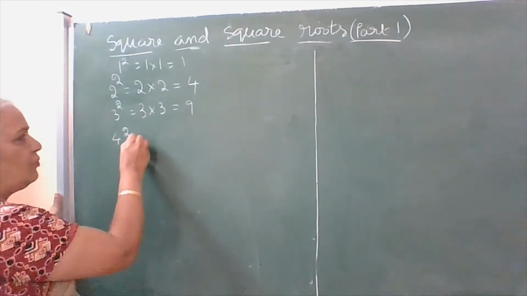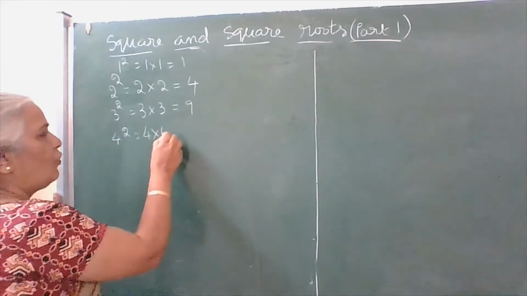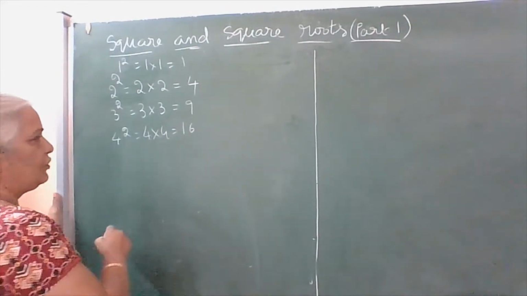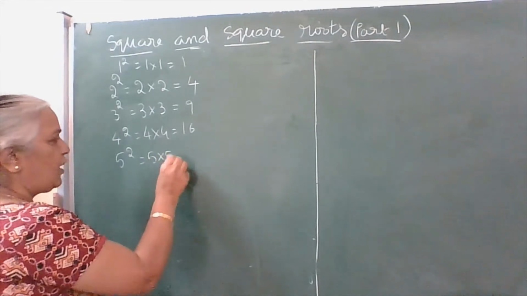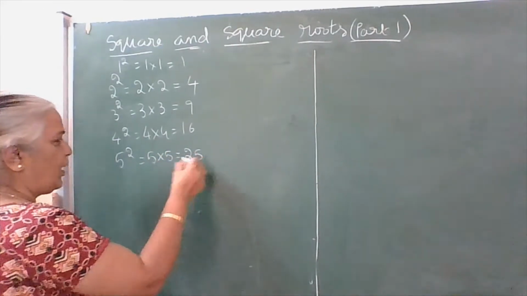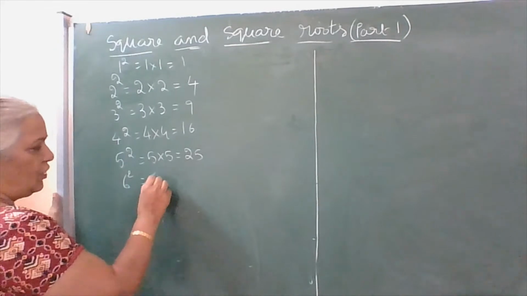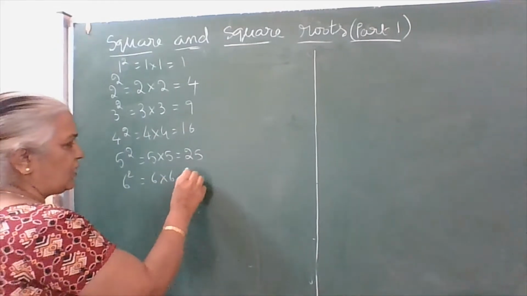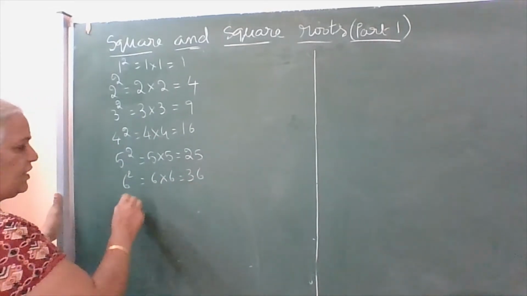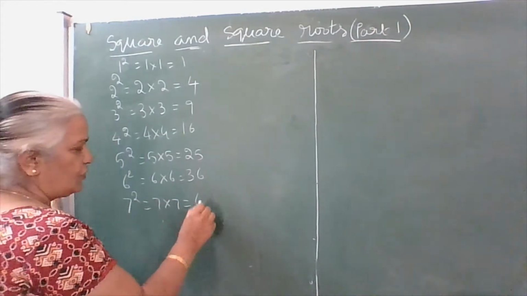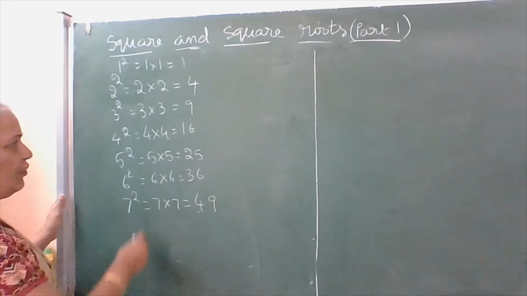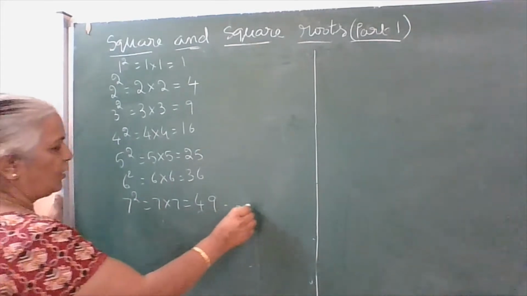4 square is equal to 4 into 4 is equal to 16. 5 square is equal to 5 into 5 is 25. 6 square is equal to 6 into 6 is equal to 36. 7 square is equal to 7 into 7 is equal to 49. And like this it continues.